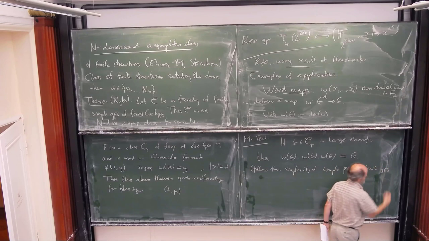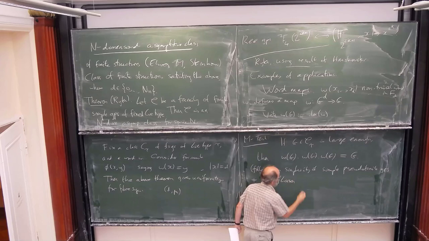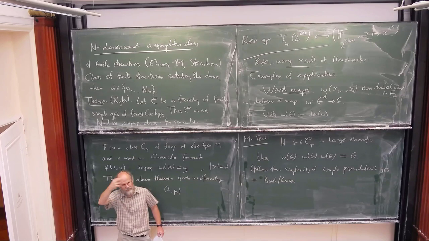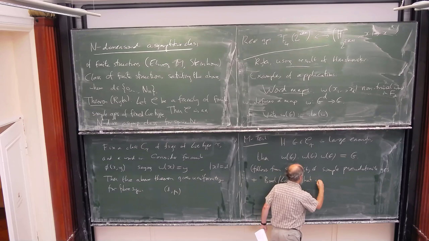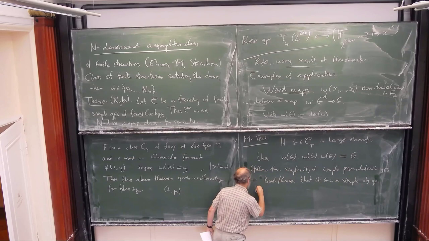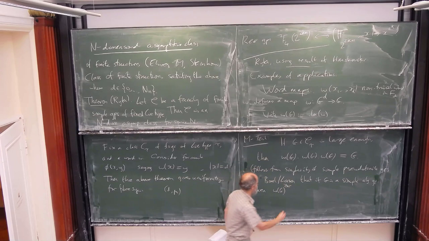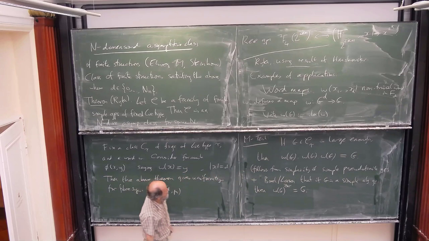For this, that plus a result really of Borel, a sort of Borel result really proved by Larsen, that in a simple algebraic group the word map is dominant. The image of the word map has full dimension. That if G is a simple algebraic group, then the closure of the image of the word map equals G. So I can fairly rapidly obtain this out of this.